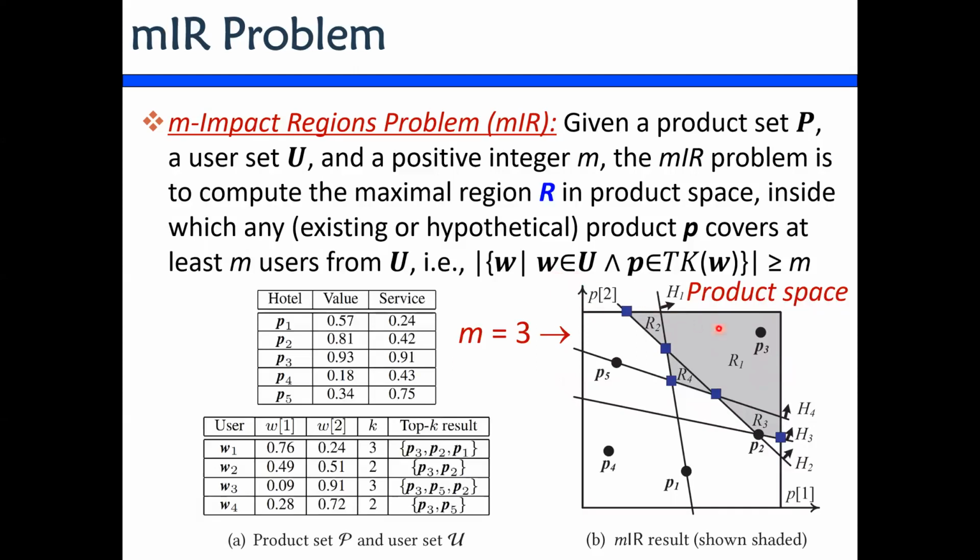Now, observe that the output of our problem is a region within what we call the product space. The product space has an axis for value and an axis for service, so that each and every hotel, be it existing or hypothetical, is effectively a point inside this product space. In addition to solving our MIR problem, actually, we're also addressing 2 top K influence problems that were not completely resolved in the past. Let me explain.